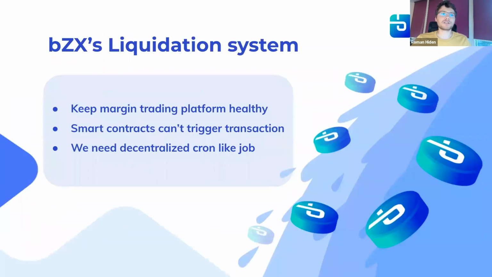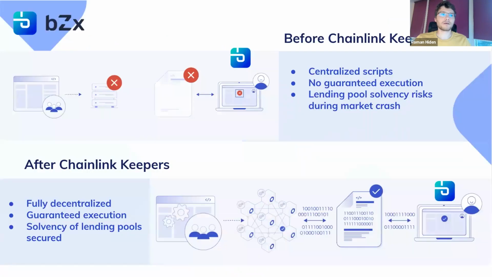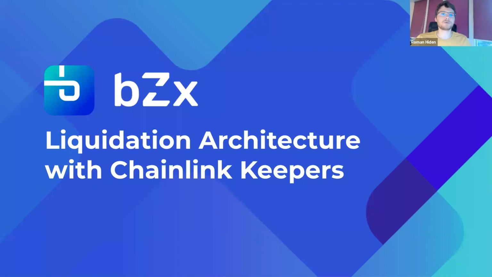bZx DAO has a permissionless liquidation system. Anybody can participate in the liquidation and earn profit. The more people are participating in the liquidation, the more protected is bZx DAO from extreme market volatility. Before Chainlink Keepers, there were multiple entities running liquidation scripts, and nobody was guaranteeing execution. In case of a market crash, participants have no obligation to liquidate orders. With the Chainlink Keeper, we have a fully decentralized job that ensures timely execution of unhealthy positions. Let's discuss in detail the architecture of the liquidation system and Chainlink Keeper integration.